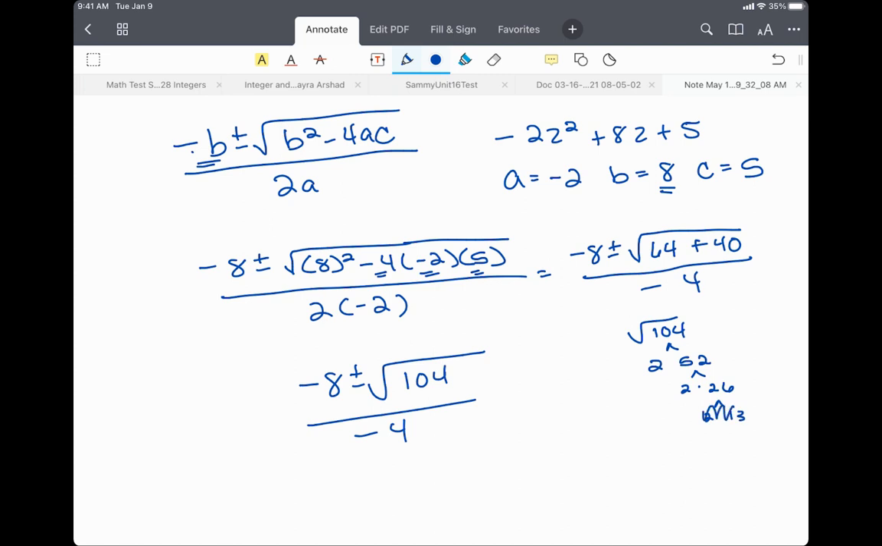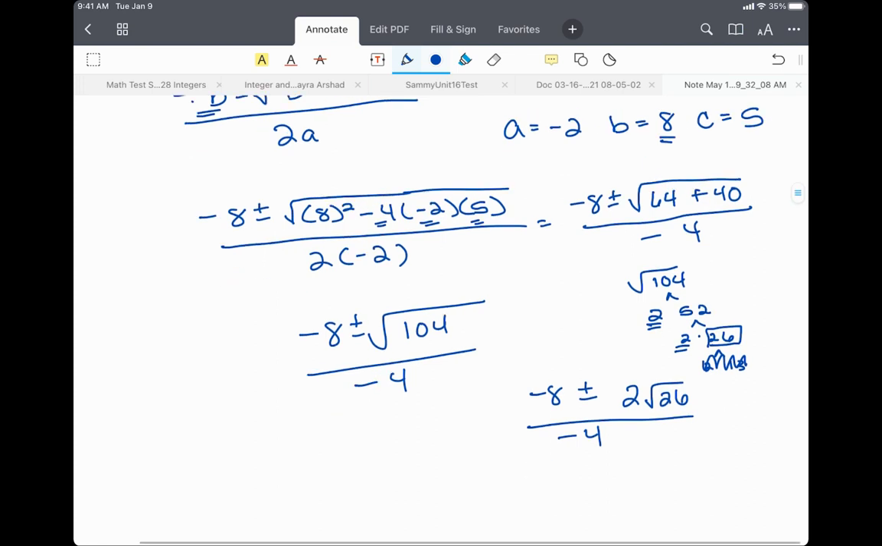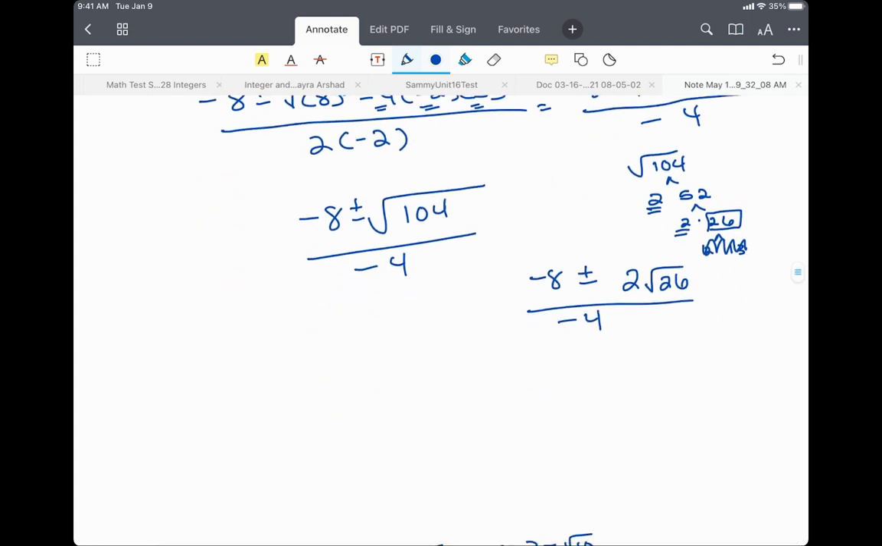So 26 doesn't have any perfect squares in it, but we have these two 2's that we can bring out, because once you get a pair, once it has a friend, it can come outside. So you bring the 2 out, but you're left with the 26 inside. So now we bring down the negative 8 plus or minus all over negative 4. Okay, now we have to figure out, they have 2 in common, or we can break it down. I like to break it down into 2, or we know we have negative 8 minus 2 square root of 26 all over negative 4.